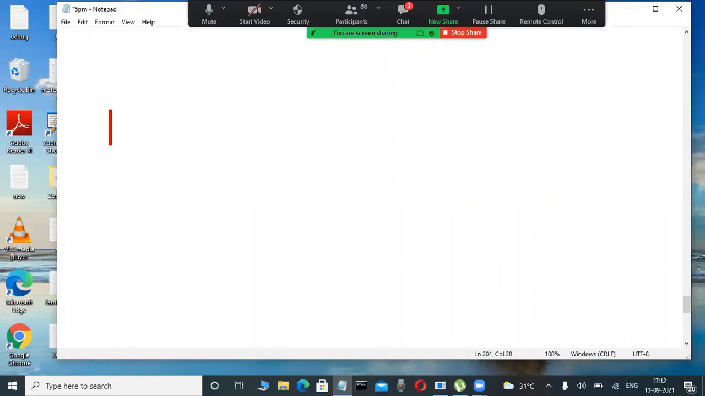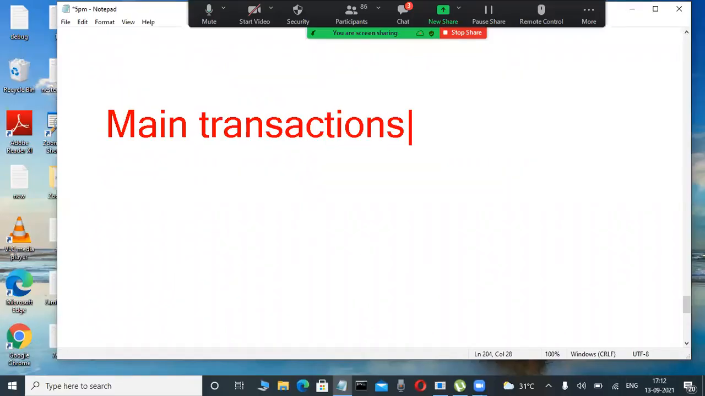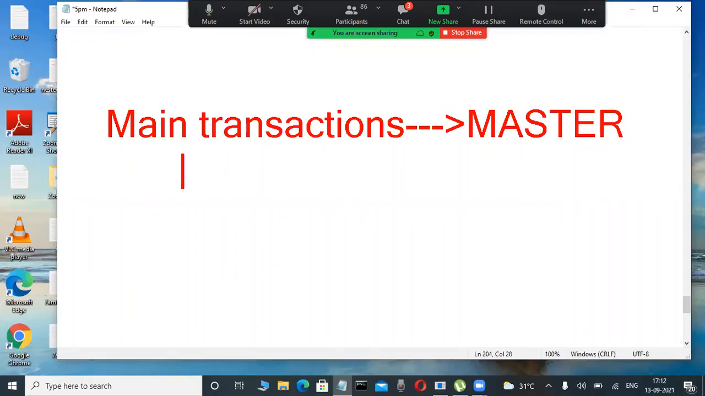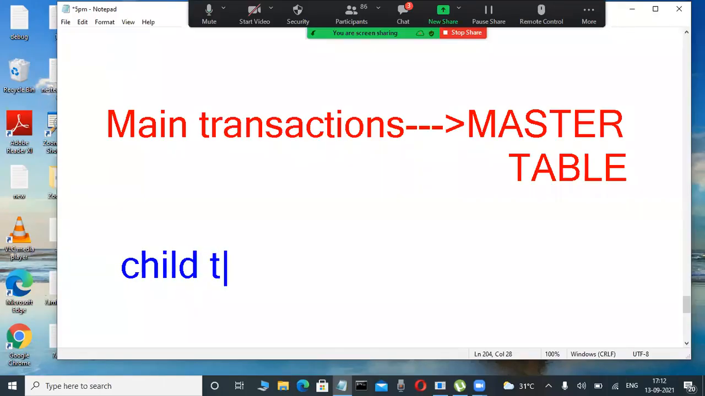main transactions, observe slowly, main transactions are stored in a master table. Very important, this one. Future concepts also will be very interestingly understandable today. Always, main transactions are stored in a master table. Again, related child transactions. What is a child transaction and what is a master transaction? Later. First observe here. In every Oracle, SQL Server, these types of relational data model products, the related child transactions are stored in your child table.